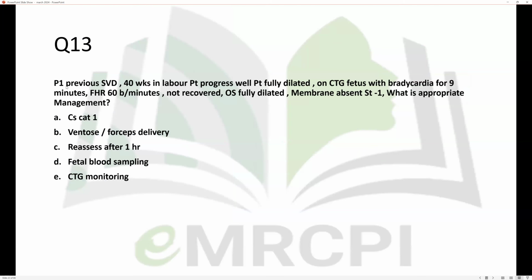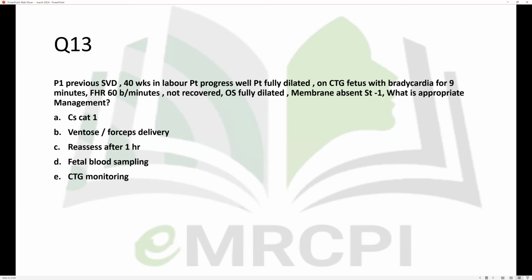Here, para 1, previous SVD, 40 weeks in labor, patient progressed well to full dilatation. On the CTG, there was a bradycardia for 9 minutes. Fetal heart rate 60 per minute and not recovered. Os fully dilated, membranes absent, but the station is -1. What is the appropriate management?